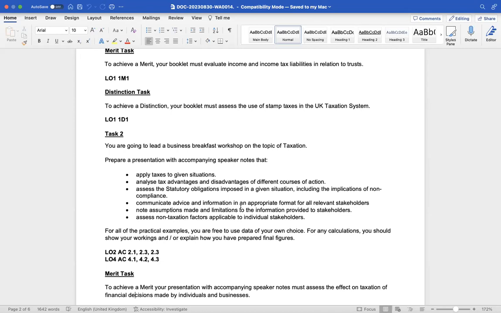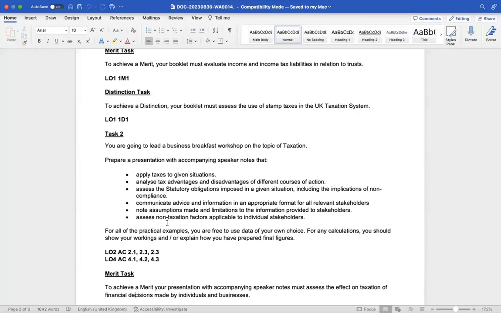So you can see, I'll send you a sample assignment. So note assumptions made and limitations to the information provided to stakeholders. So clearly state any assumptions made in your examples and calculations. Explain the reasons behind these assumptions. Acknowledge the limitations of the information provided to stakeholders, emphasizing the need for tailored tax advice based on individual circumstances.